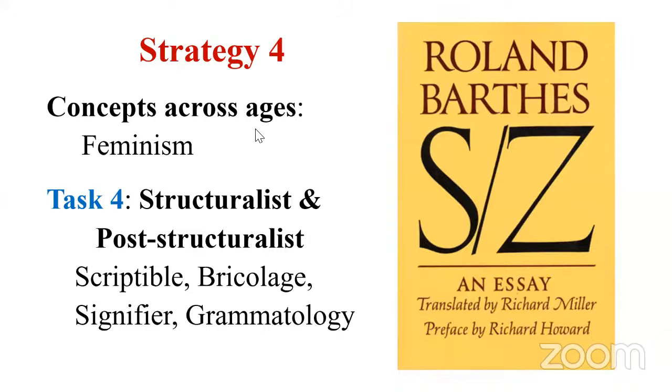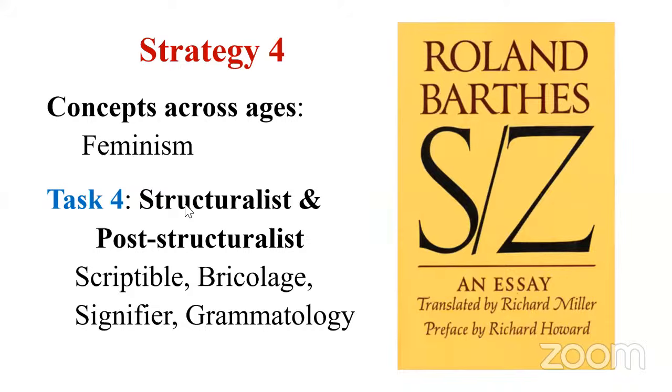So let's say, take this as an activity. Concepts across ages. Just focus on feminism. There are a lot of concepts in feminism. For instance, androgyny by Virginia Woolf, or Helene Cixous's écriture féminine, which means female writing, or gynocriticism, who came up with this concept called gynocriticism, or anxiety of authorship. I have given you 4 concepts. What you can do is arrange these concepts chronologically, right?